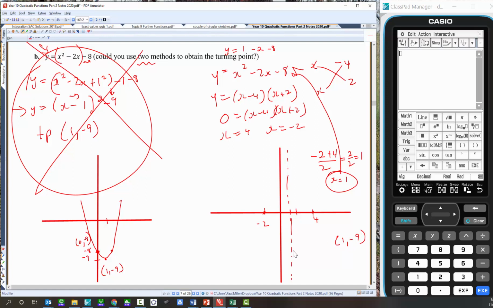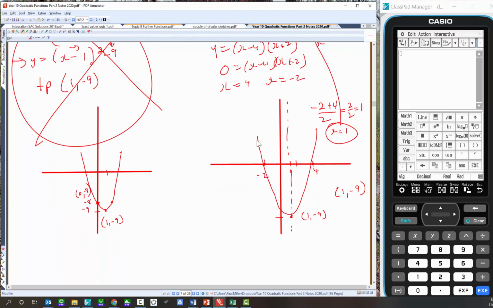And we just need to note that the turning point is always going to be on the axis of symmetry, because it has to. You can't have a turning point turning outside the axis of symmetry. It's got to always turn on the axis of symmetry. That's going to be (1, -9), and I could quite easily sketch my parabola using the x-intercepts as well. So do you have to do it like that? No, but it's just some added flexibility to what you can do. You don't have to complete the square to do this process.